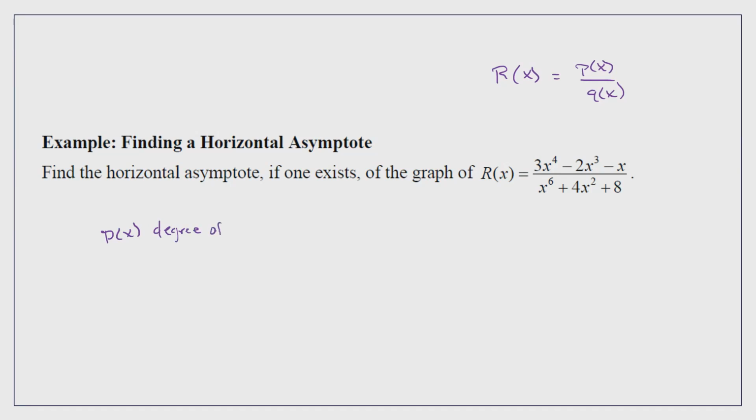Okay, so p of x has a degree of 4, and q of x has a degree of 6, because those are the highest powers in each polynomial. So I know then that n equals 4 and m equals 6. All right, so n is less than m because 4 is less than 6. Since 4 is less than 6, I know my horizontal asymptote, which I will abbreviate HA, is going to be the line y equals 0.